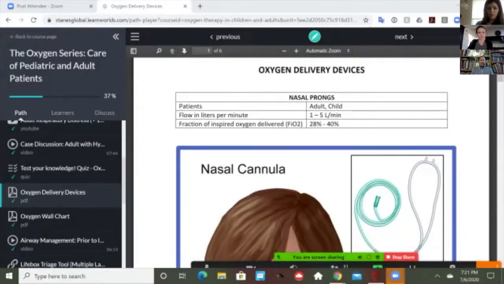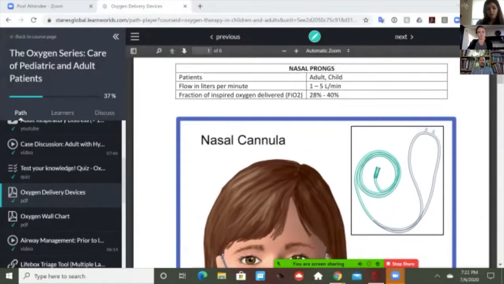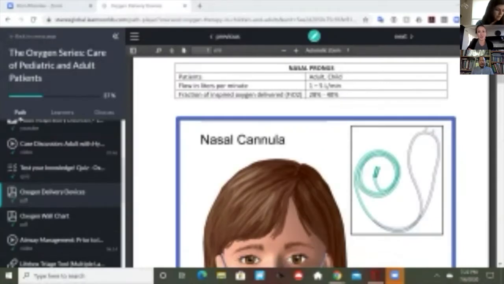Okay, so a nasal cannula. Diana, is this generally the first thing that you go to for patients? For a patient that is not our patient, that would just be in mild respiratory distress, this would be a standard first option, basic oxygen delivery.